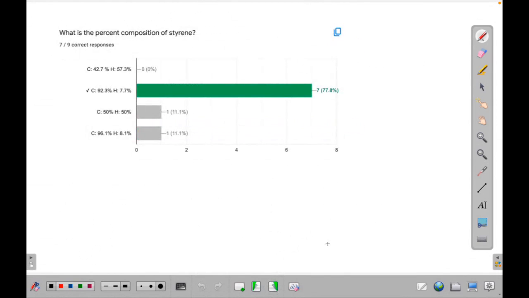The second one is what is the percent composition of styrene? I don't think we did that much percent comp in class, but here's how you do it. Percent comp is again all about mass. It's not molar composition, it's percent mass composition. So we are going to take the mass of just one element at a time divided by the molar mass of the entire compound. Since we know now C8H8, we could do all 8 carbons divided by the total molar mass of the compound. But since there is a similar ratio, we can technically use the empirical formula as well.